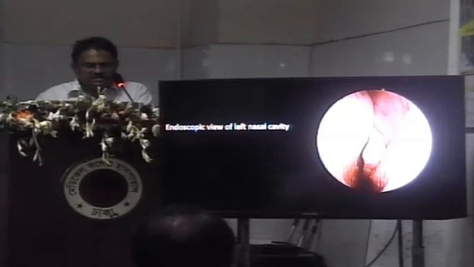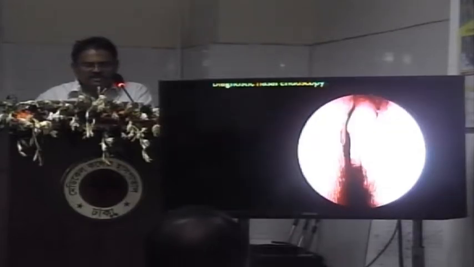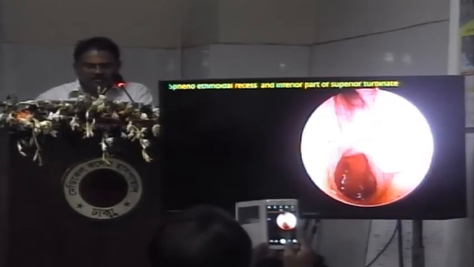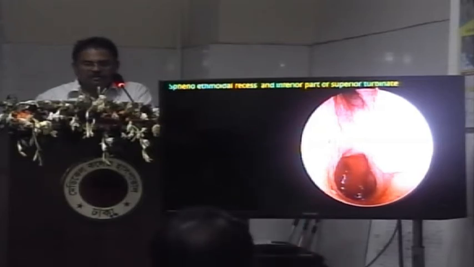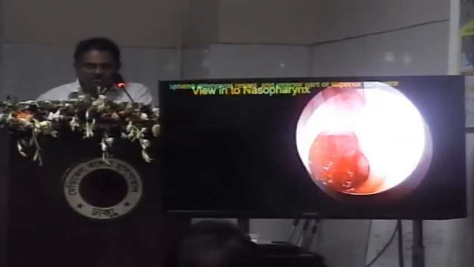This is the endoscopic view of the left nasal cavity. Diagnostic endoscopy we do. This is the first pass. This is the inferior turbinate, nasal septum, and this is the middle turbinate. Going back in the first pass, we see the nasopharynx, sphenoethmoidal recess here, and the inferior part of the superior turbinate also you should be able to see.